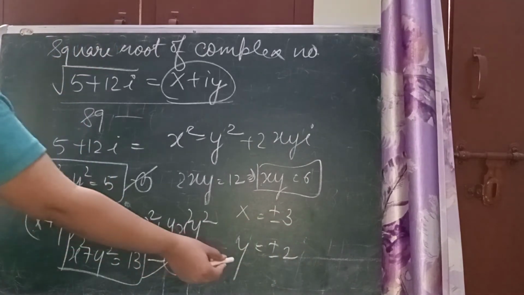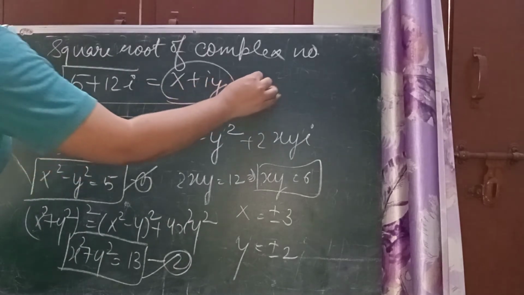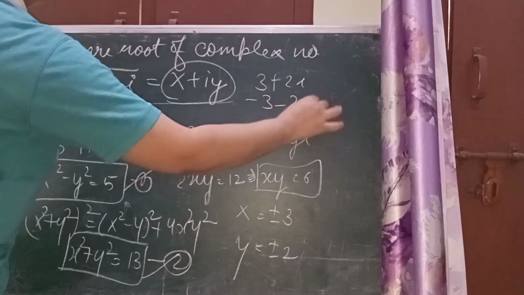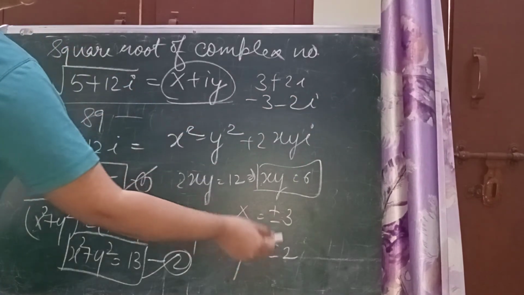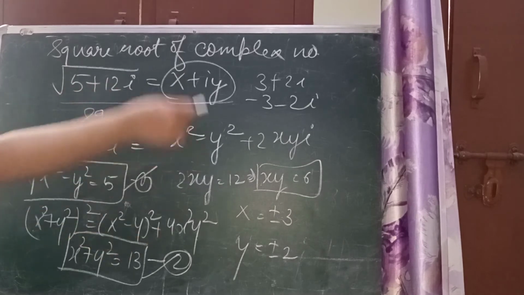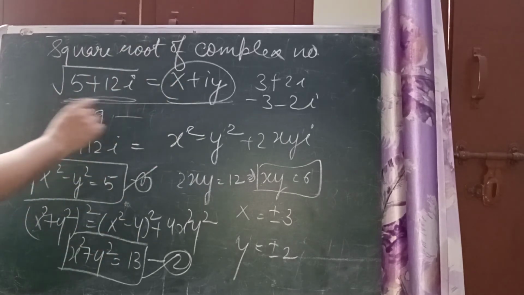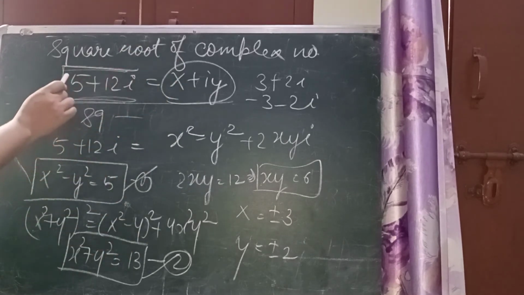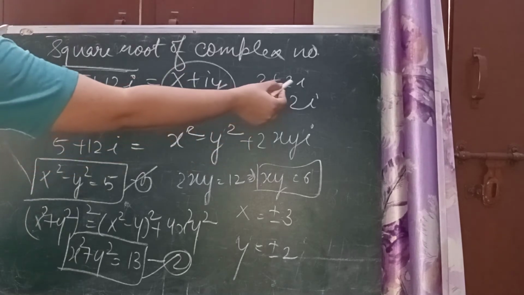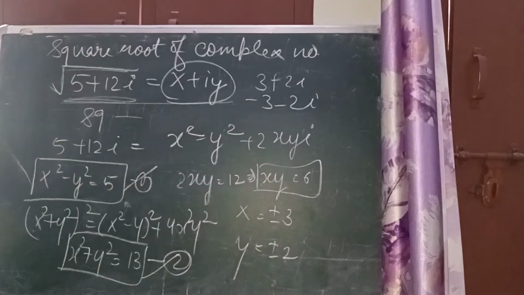So when you write your complex number, you can write it in the form 3 plus 2i, or minus 3 minus 2i. This way we can find the square root of any complex number. That means the square root of 5 plus 12i can be either 3 plus 2i or minus 3 minus 2i.